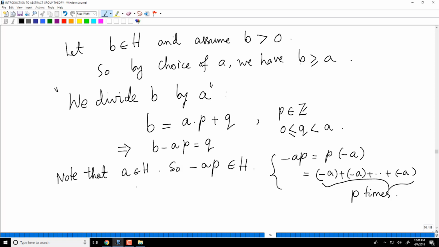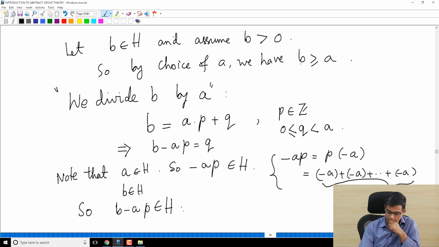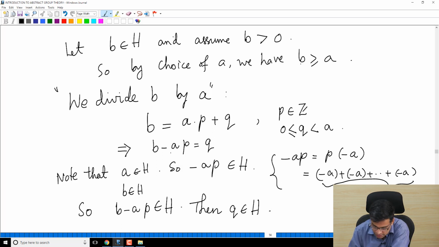Similarly, B is in H, that is also given. Hence, B minus AP is in H. So, A is in H, minus AP is in H, and B is in H. So, B plus minus AP is also in H. So, B minus AP is in H, then Q is in H, right, because B minus AP is equal to Q. So, Q is in H.